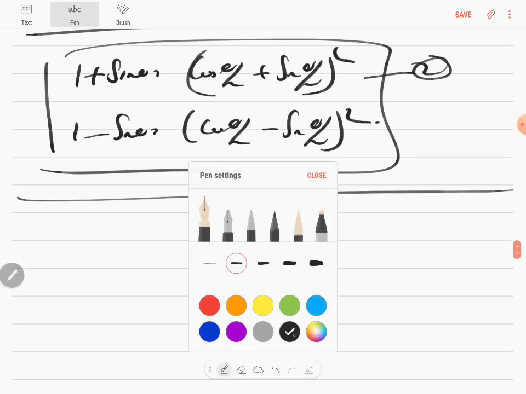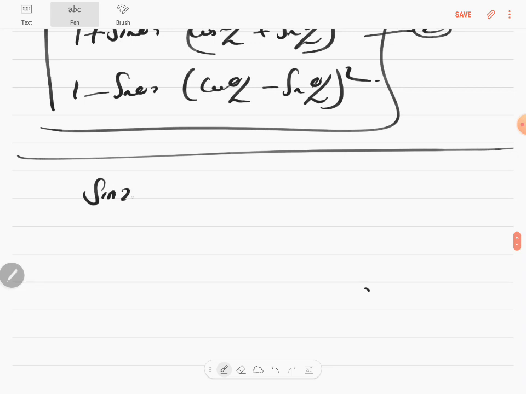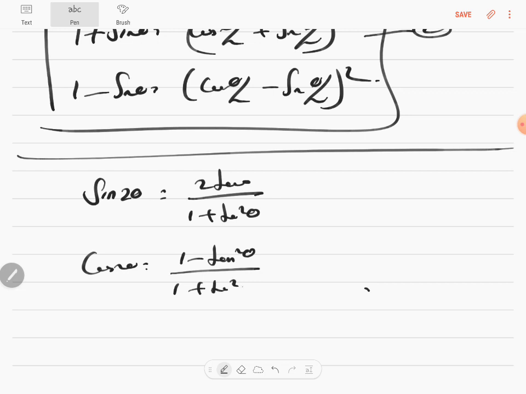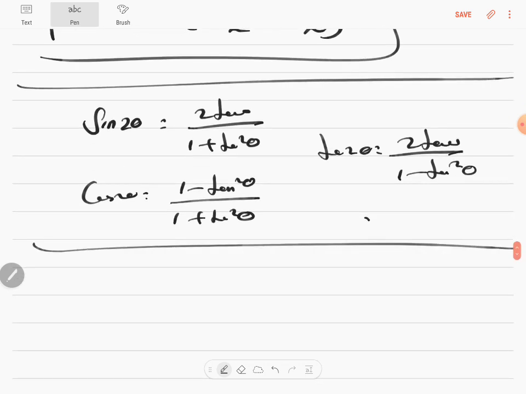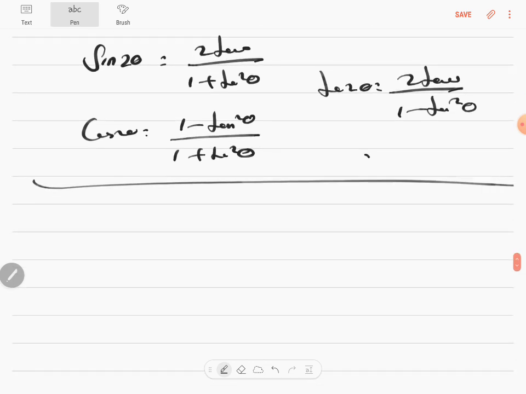Next, you also should know that sin 2 theta in terms of tan is 2 tan theta by 1 plus tan square theta. Cos 2 theta in terms of tan is 1 minus tan square theta by 1 plus tan square theta. And tan 2 theta in terms of tan is 2 tan theta by 1 minus tan square theta. So these are very, very important formulas, and then the identities that you've learned.